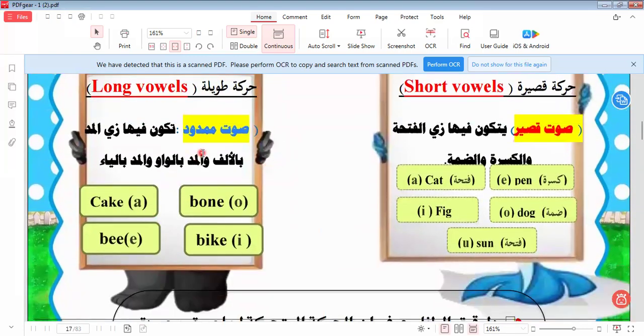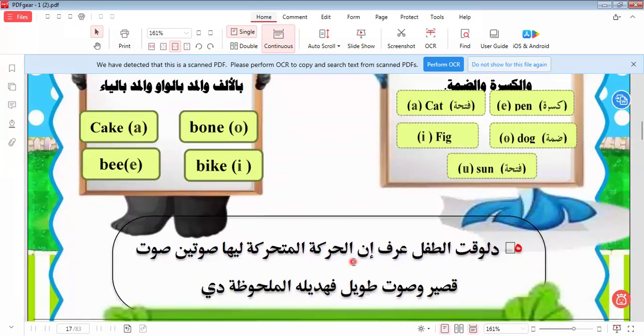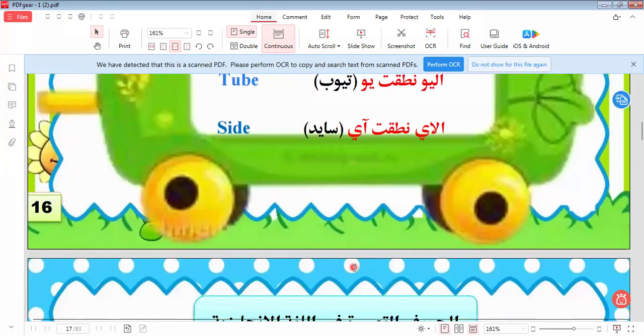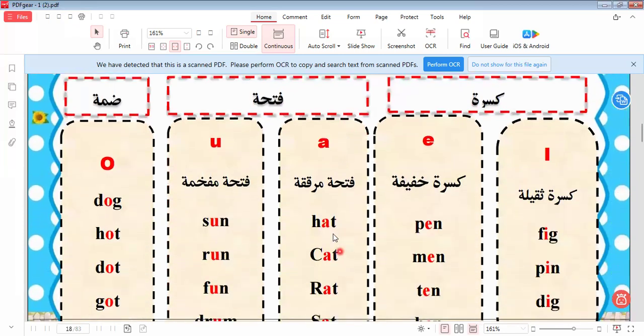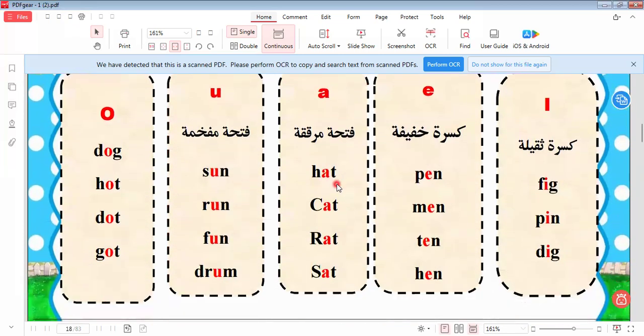So here we have a long vowel. I would like to learn with me this long vowel. Okay. Here we have long vowel words like cake, bone, bee, bike. This is the long vowel sound. I would like you to repeat with me. Cake, bone, bee, bike. In the short vowel sound we learn hat, cat, rat, sat.